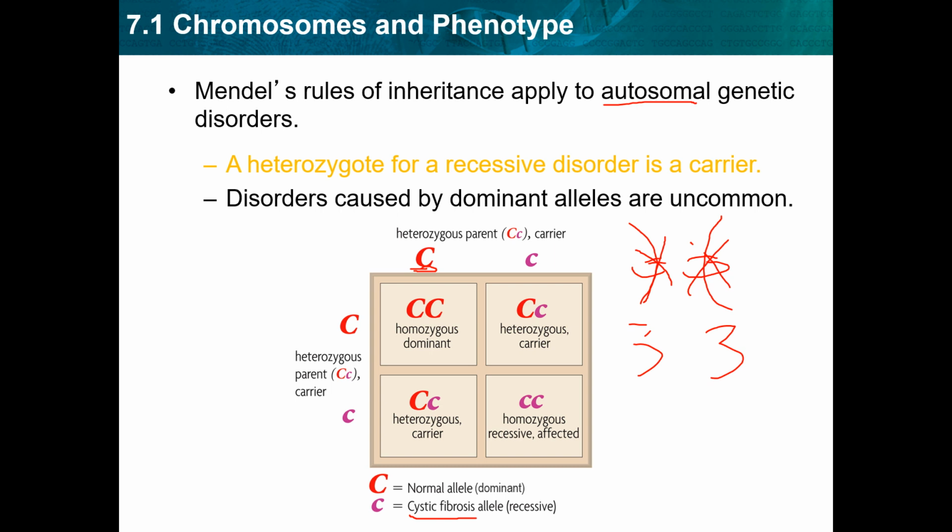Disorders caused by dominant alleles are uncommon, meaning that most genetic disorders happen because you have both copies of the gene on the chromosome from mom and the chromosome from dad that don't work. Meaning it's very rare that you're going to have some sort of genetic disorder that's caused by the dominant alleles, because that would mean that there's some sort of genetic disorder that happens because you're producing too much of a protein, which isn't nearly as common as just something not working.